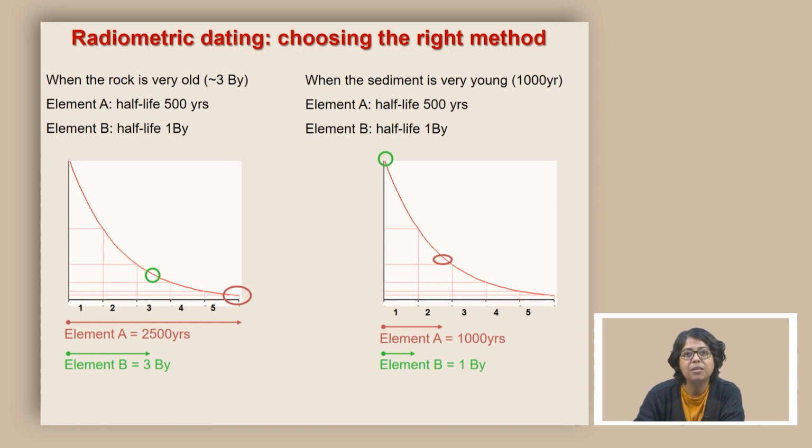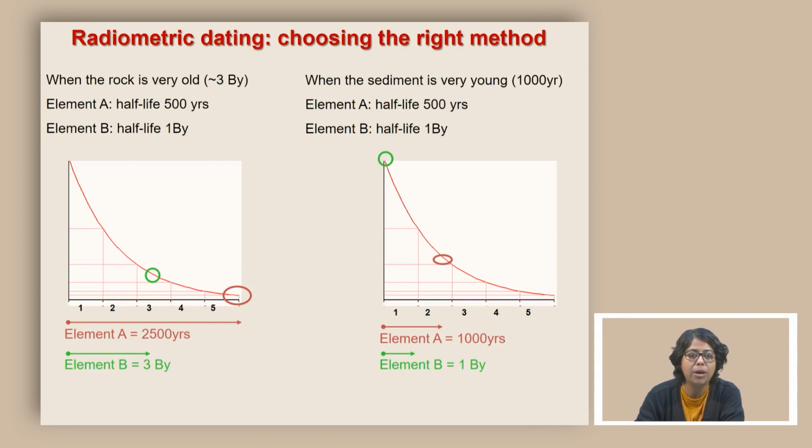Now, again, just to elaborate on the point that it depends on your question and the average age of the rock that we have to choose a particular scheme. Let us say that a rock is very old and we have two choices: either to use element A, where the half-life is 500 years, or to choose element B, where the half-life is 1 billion years.